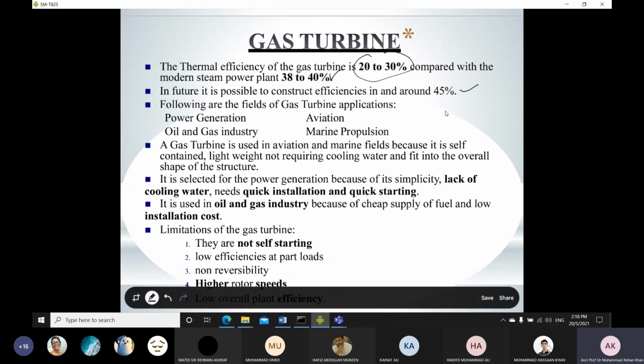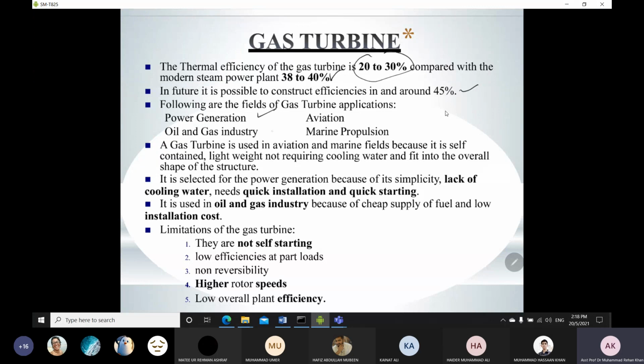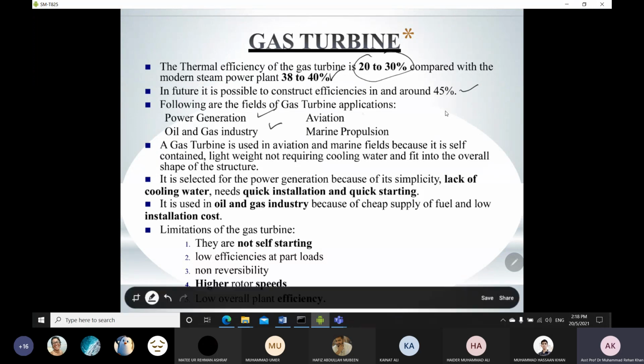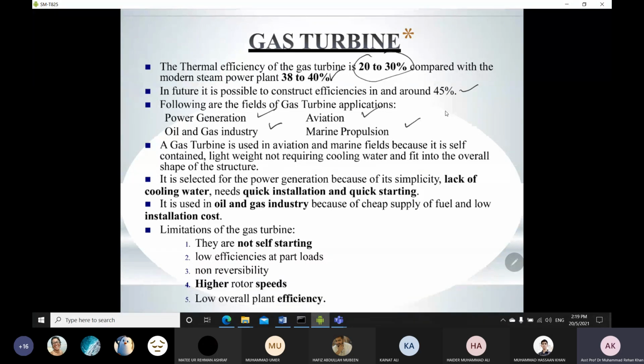Then there are the following fields where we apply these types of gas power plants: the power generation industry, the oil and gas industry, aviation, and marine propulsion. A gas turbine is used in the aviation and marine fields because it is self-contained, lightweight, does not require cooling water, and fits into the overall shape of the structure.